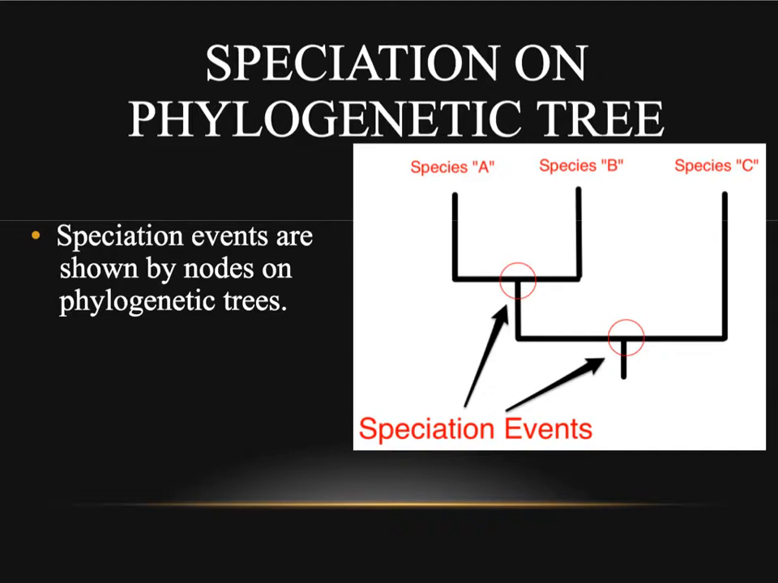Speciation on a phylogenetic tree is indicated by nodes, and this indicates the speciation event happening. And this is where a species splits from their ancestor and becomes a new and distinct species.